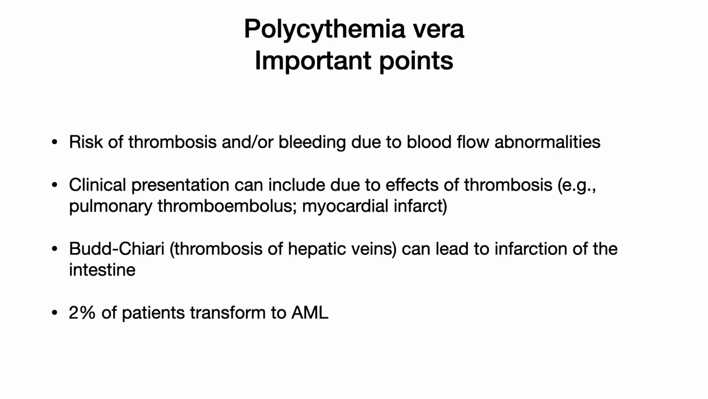They can get Budd-Chiari if you get thrombosis of the hepatic veins, and then about 2% of patients transform to AML. So not nearly as much as CML transforming to AML, but still some of them can transform.